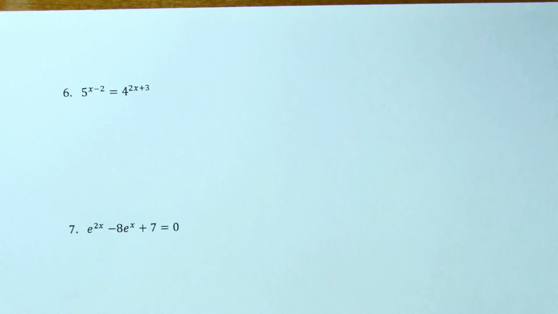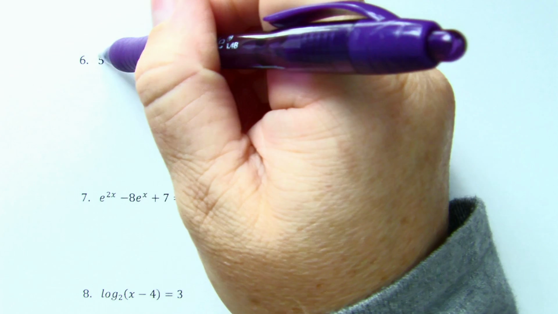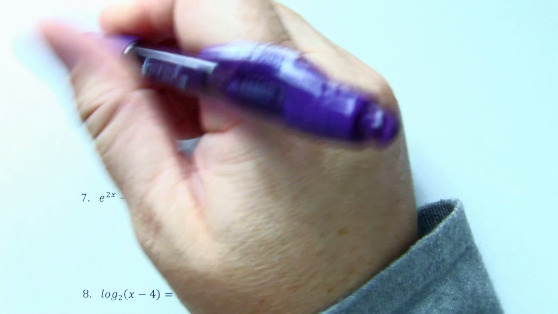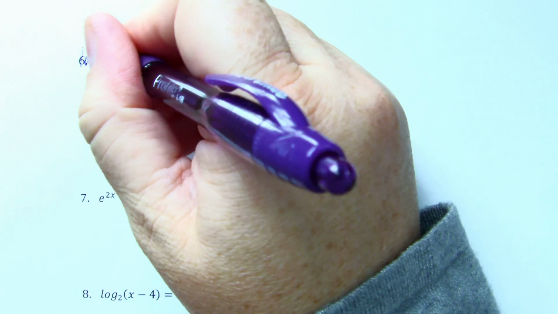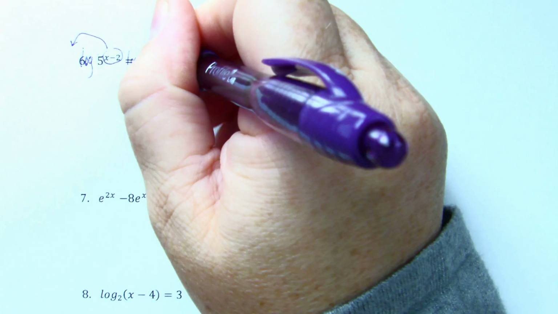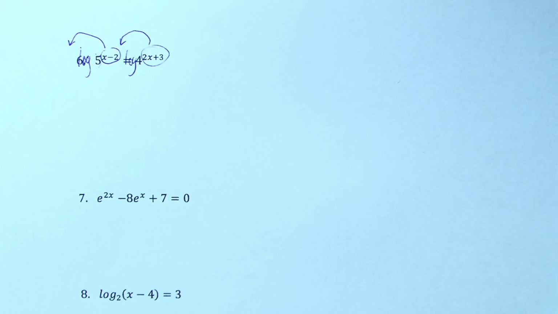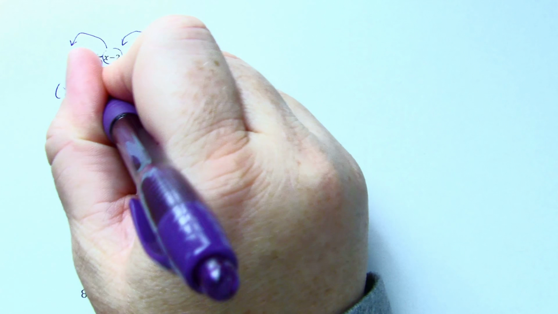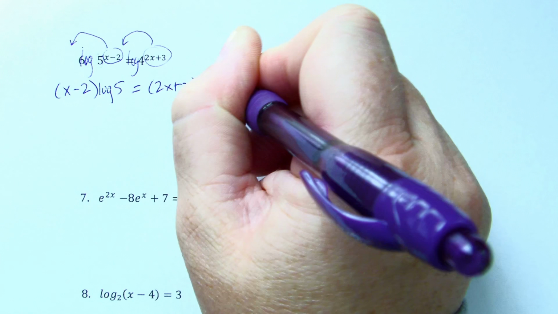And here we have some more exponential equations. Again, there's no way for me to rewrite these in the same base. 5 and 4, there's no rewriting those into the same base. So I'm going to take the natural log, or I'll just do regular log this time again, onto both sides, and I need to move this out front and this out front. But be careful, because since these are multiple terms here, you want to make sure you put parentheses around it. So I have x minus 2 times log of 5 equals 2x plus 3 times log of 4.